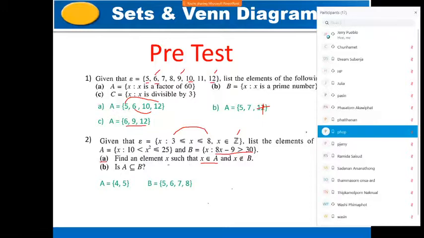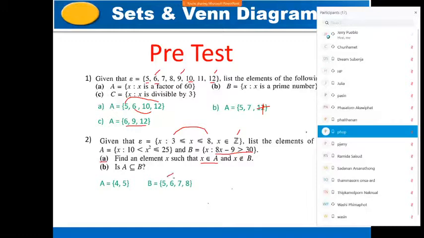Okay. Set B here is what? 5, 6, 7, and 8. Why 5, 6, 7, and 8? Because if you plug in 5 here, 5 times 8 is 40 minus 9. What is 40 minus 9? We get 31. That's why it's more than 30.